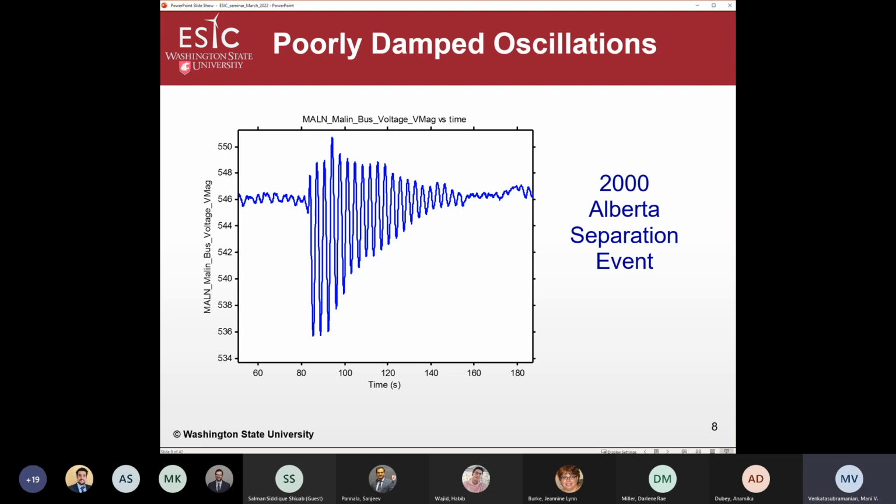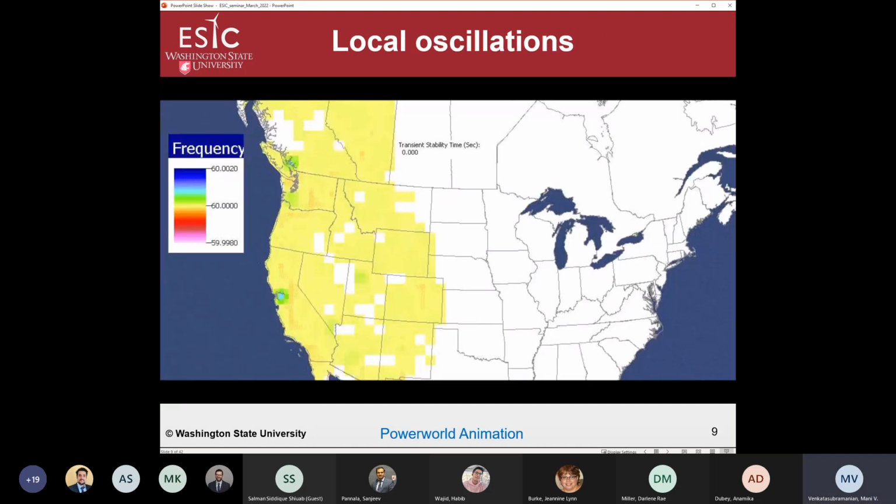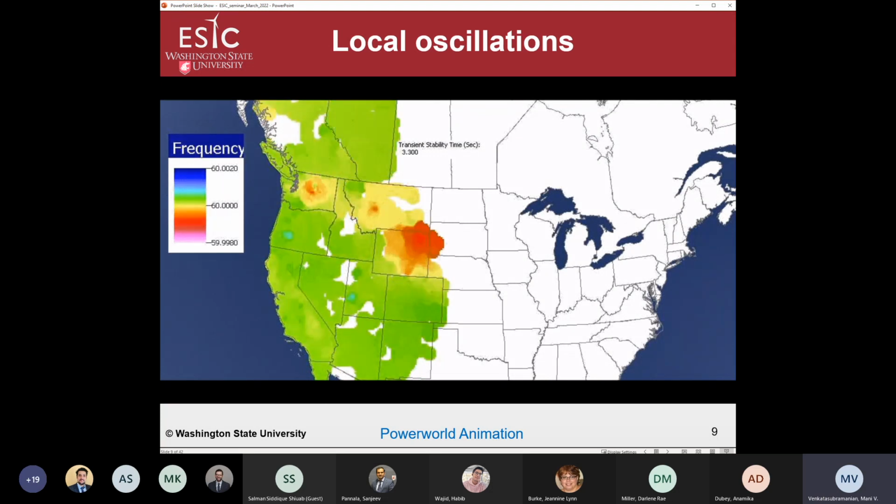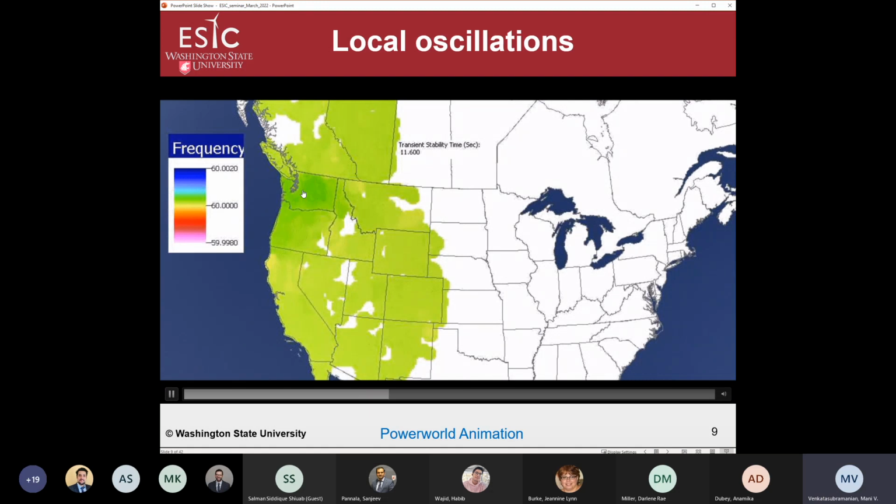So this is an example of a poorly damped response. Next, we will see what we mean by a local oscillation versus an interarea oscillation. A local oscillation is a phenomenon where the oscillation mostly affects one small part of the system, maybe one generating plant. In this case, we introduced some control issues in one of the major power plants in our Northwest. You can see mostly it is one generator that is showing the oscillation, and it is maybe swinging with respect to a couple of other generators which are nearby.